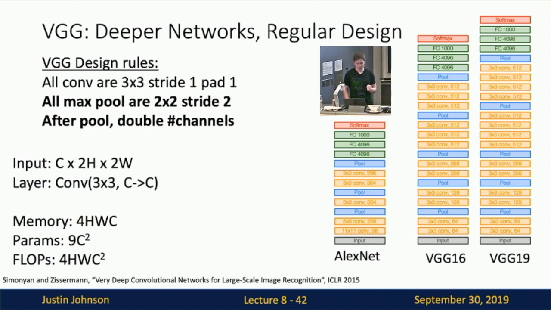Then let's think about the second design rule in VGG. It says that all of our pooling layers are going to be 2x2 max pooling with stride 2 and pad 0, which means that every pooling layer is going to halve the spatial resolution of the input feature map. The other rule is that every time after we pool, we will double the number of channels. So let's think about what happens between two stages when we follow these rules.